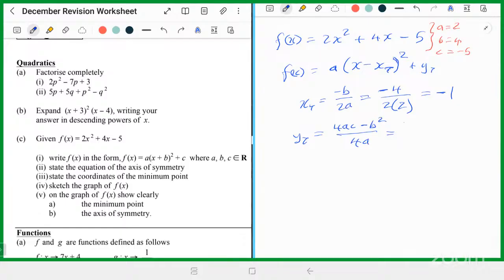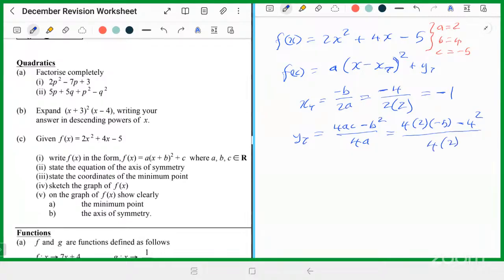So it's 4 times the a, which is 2, times the c, which is negative 5, and we're subtracting. This is minus, not squaring. We're only squaring this b, which is 4. Remember now, the square is not on this minus. We're only squaring the 4, so that's going to become a 16, and this minus is going to stay minus. Alright, divided by 4 times a, the a is 2.